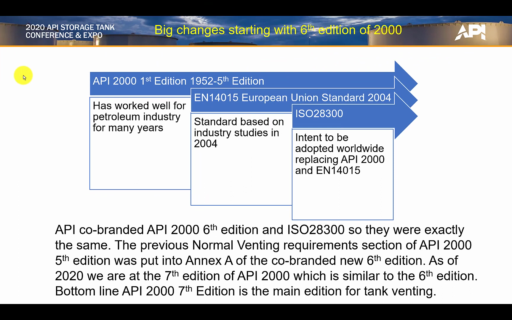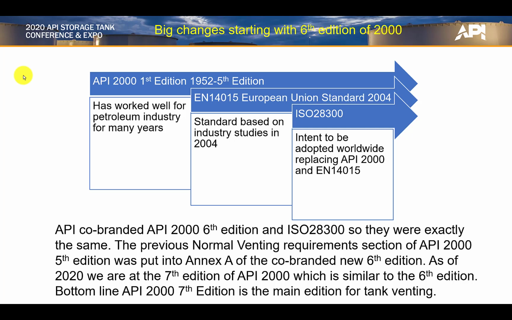Earlier, I called API 2000 a standard divided. It is divided into what is called the main body and the annex. When the 6th edition was coming online, there were efforts to harmonize some of the differences between EN 14015 and ISO 28300. The result was two standards in one. The 5th edition was put into the annex, and the newer material was put into the main body. The main body is more up to date and has more accuracy in its computations. However, it is also more difficult to do the calculations because more input information is required, as we'll see on the next slide.